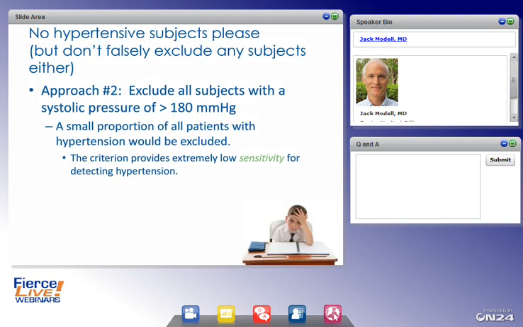So you could go the other way. Just exclude all subjects with a systolic pressure of greater than 180. Well, that will give you very low sensitivity for detecting hypertension because you're going to miss most of the subjects who have it. On the other hand, there won't be any non-hypertensive subjects who are excluded.